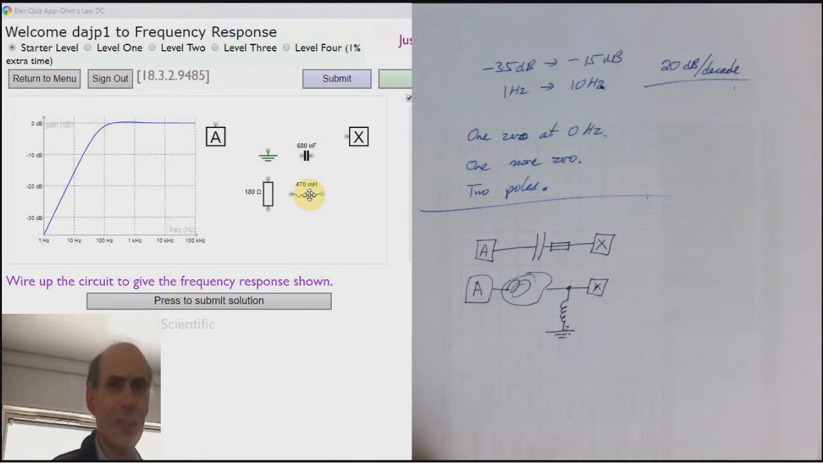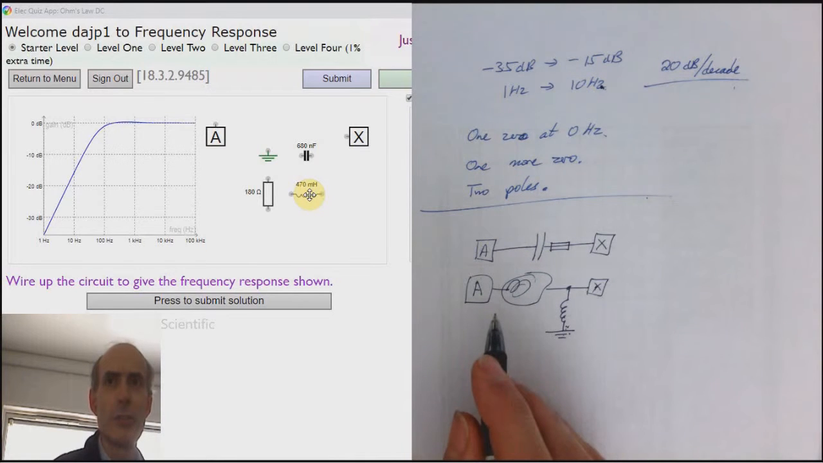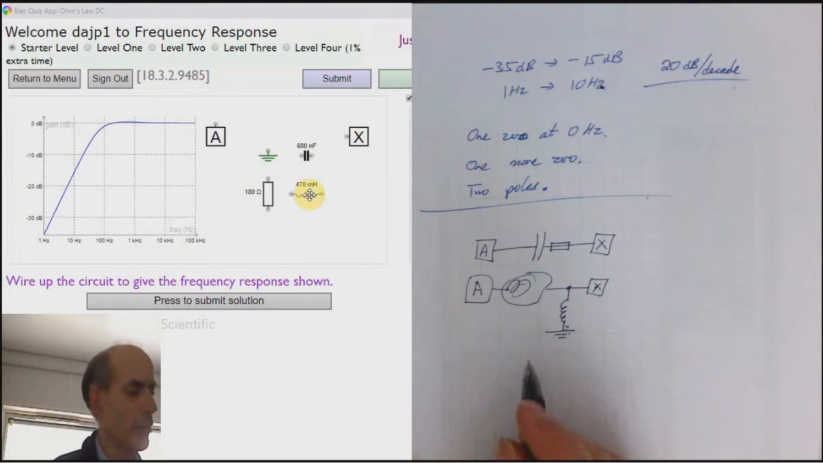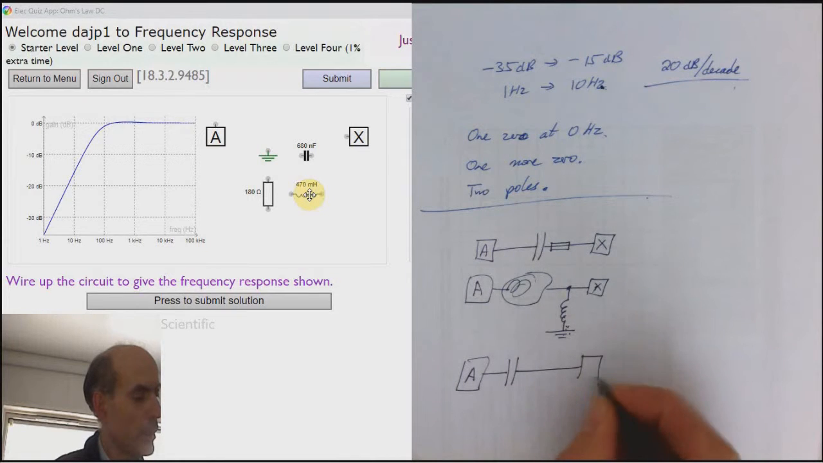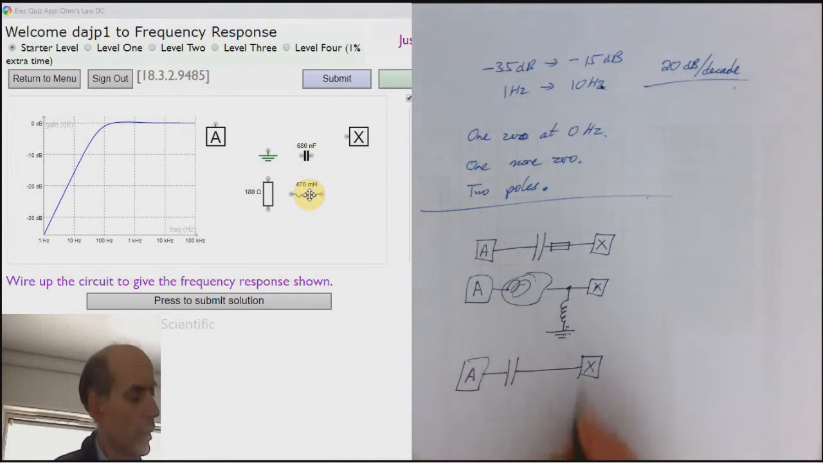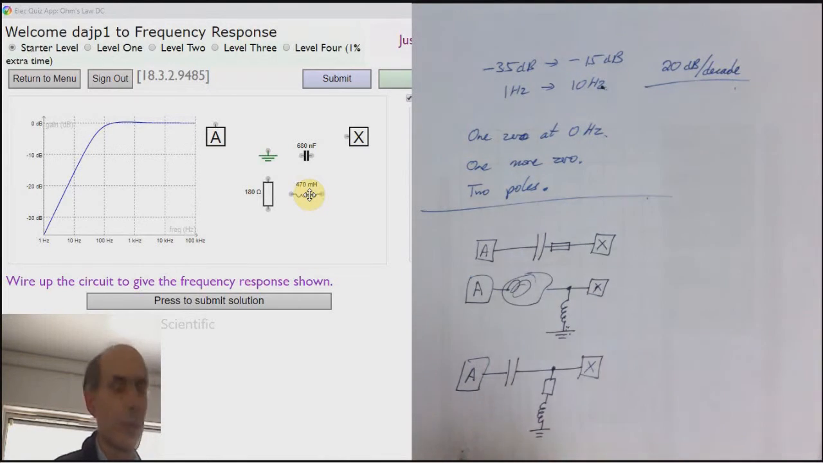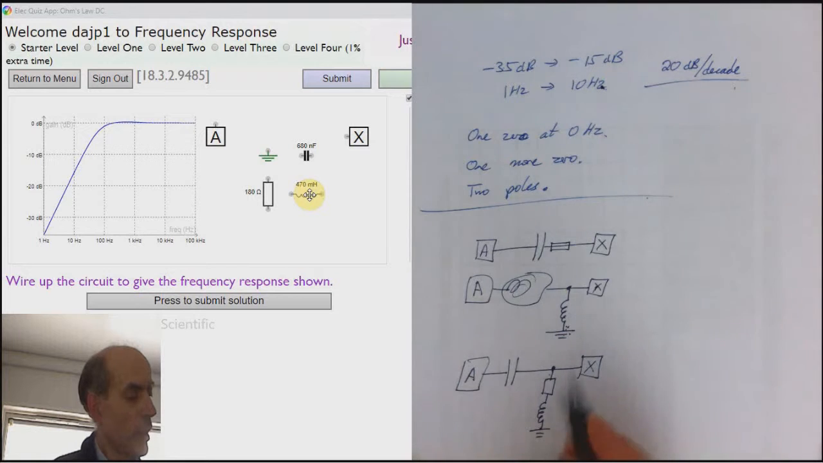Now there's actually 2 circuit configurations that might give you that. One of them is this one. You have a capacitor here between the input and the output. That gives you the 0 at 0 Hertz. And then you have a resistor and an inductor in series between the output and ground. That doesn't give you a 0 at 0 Hertz, but it does give you another 0 somewhere else.